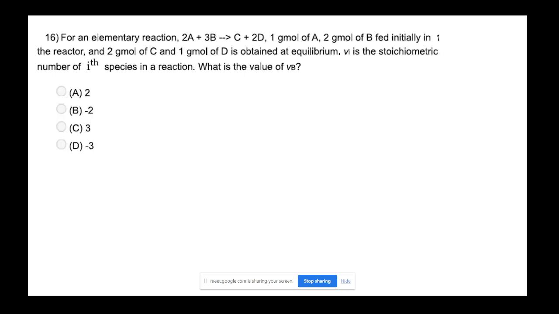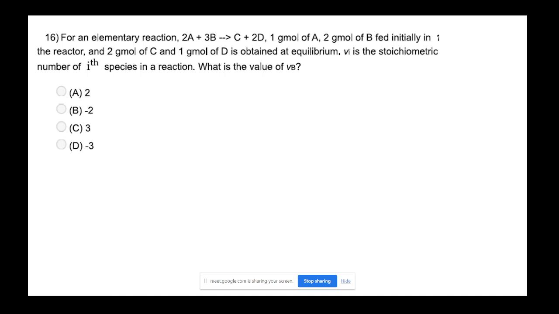Next question is, for an elementary reaction 2A plus 3B gives C plus 2D, 1 gram mole of A and 2 gram mole of B are fed initially in the reactor, and 2 gram mole of C and 1 gram mole of D is obtained at equilibrium. Vi is the stoichiometric number of the ith species in the reactor. What is the value of Vb?